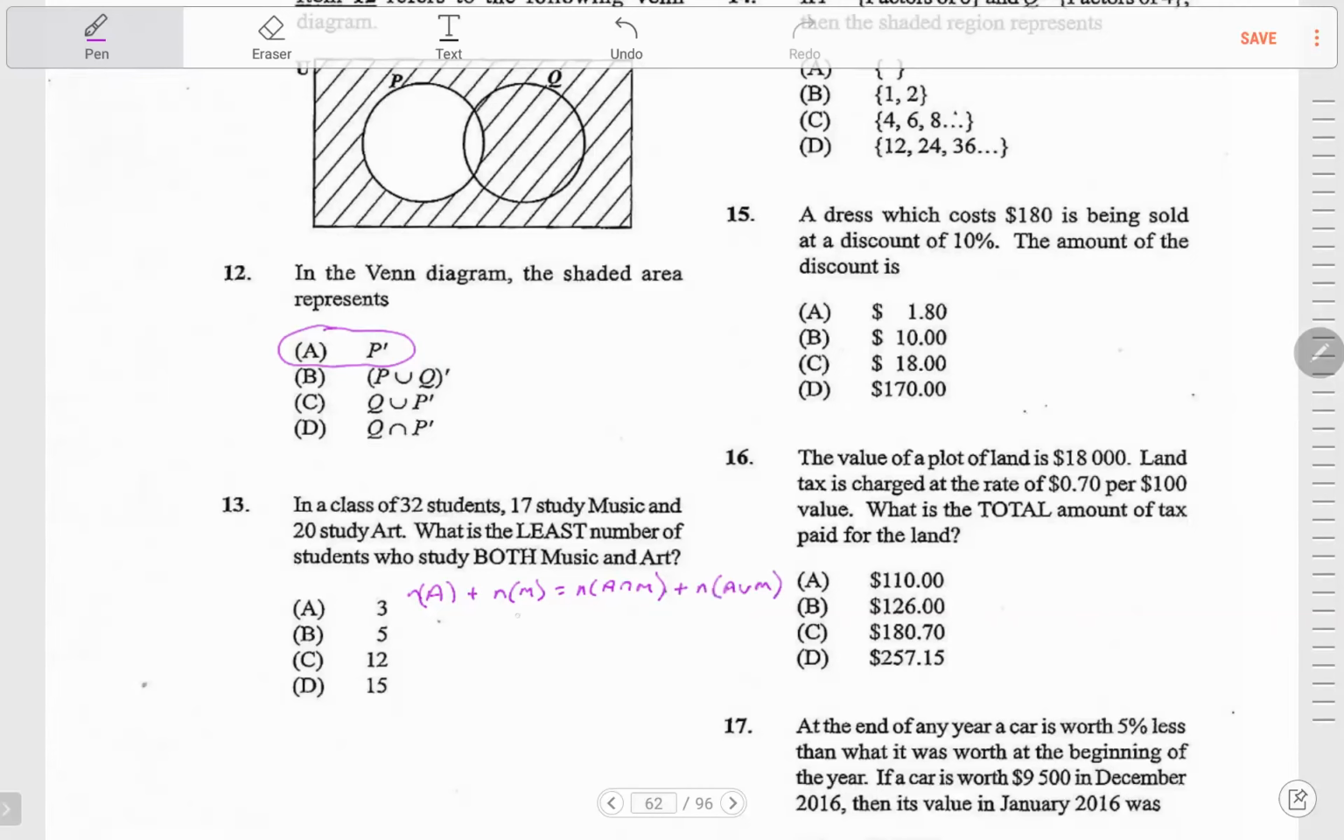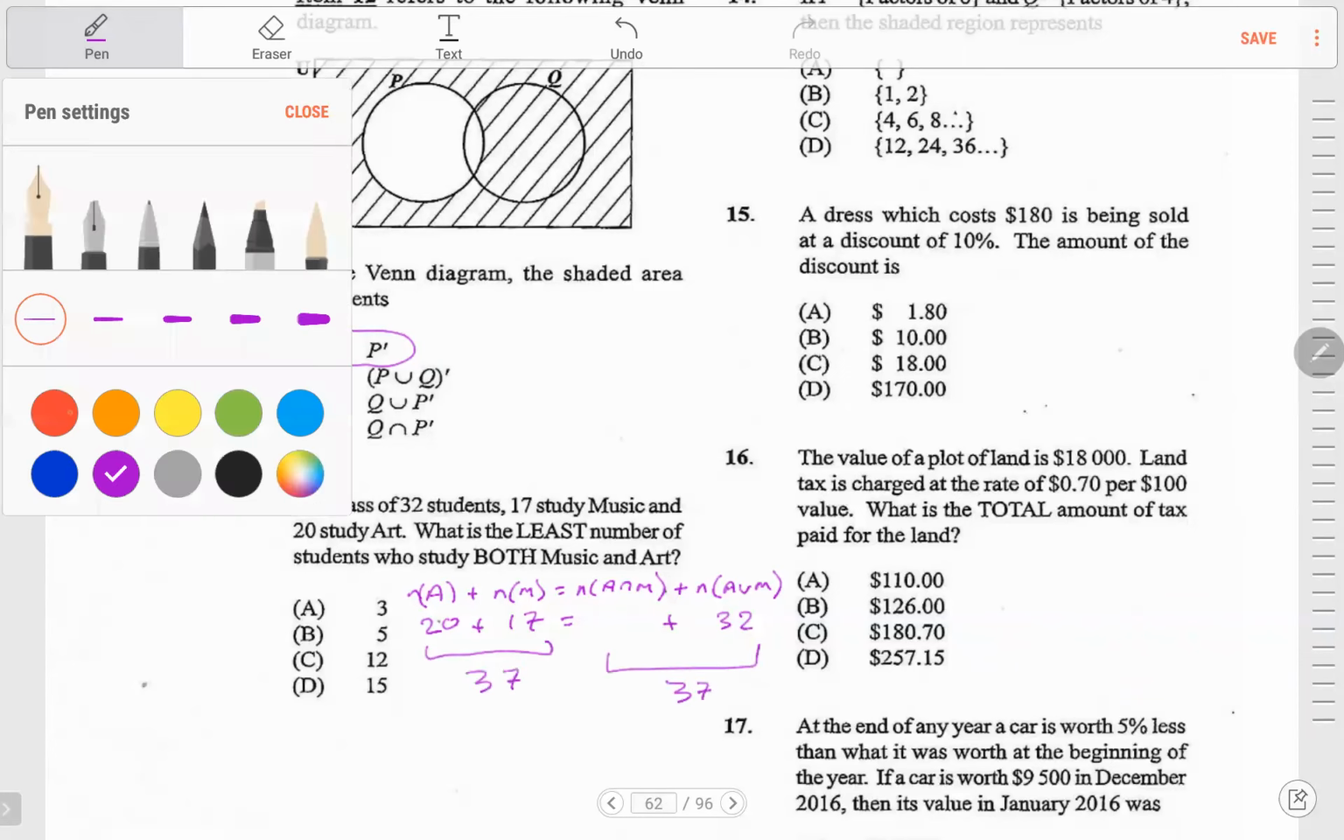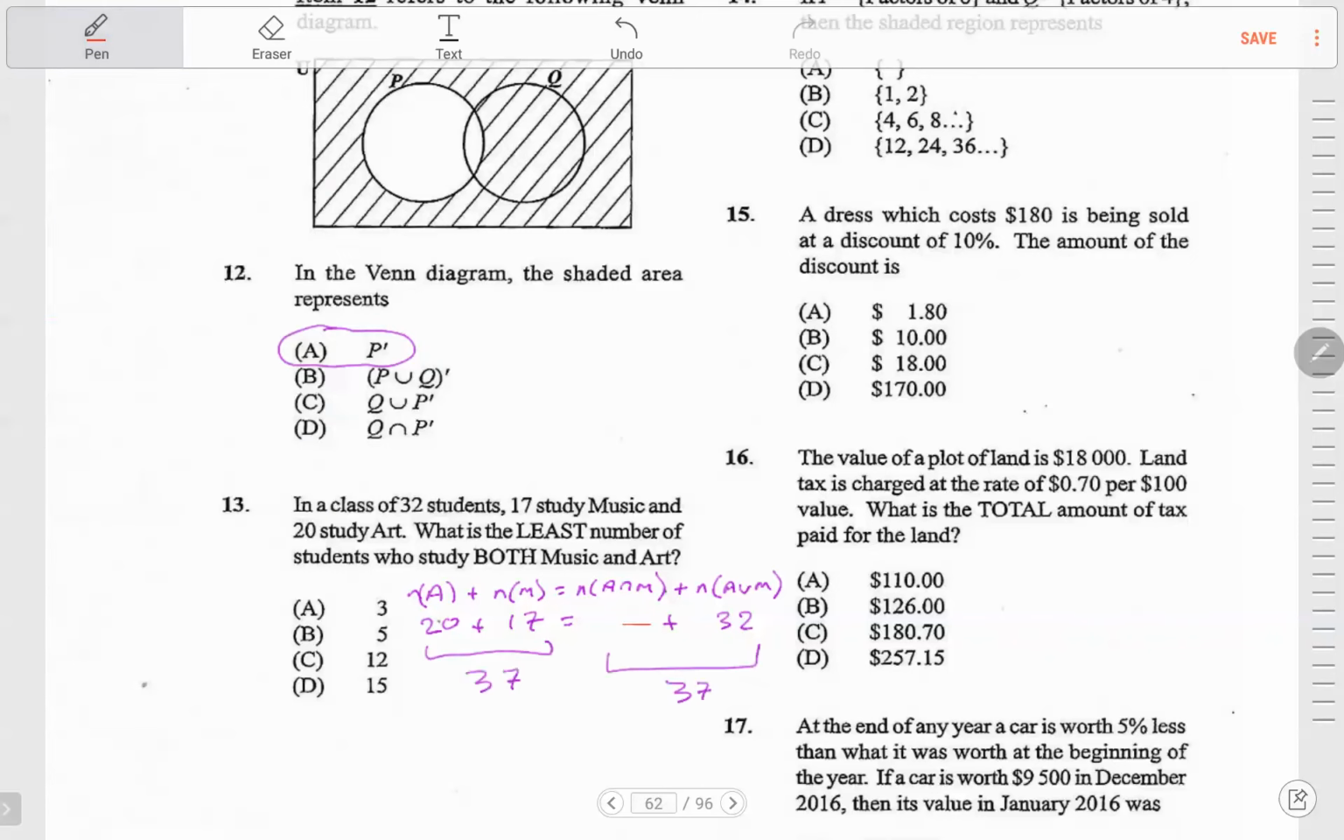The number in music is 17. The number in art is 20. Equals the number in the union in the class, everybody, is 32. And you want to find this now. This works out to 37. So this side must be 37 as well. And the total is 37. Then this has to be 5. So the answer is 5.